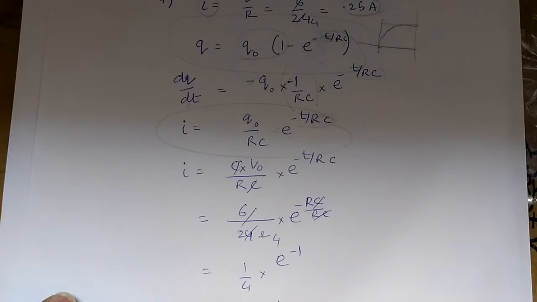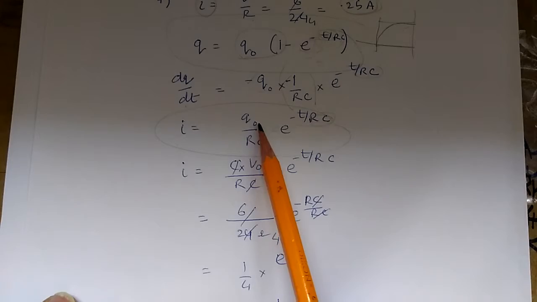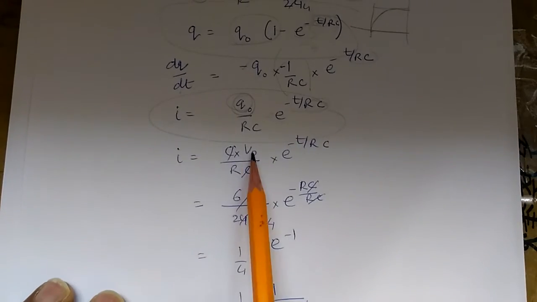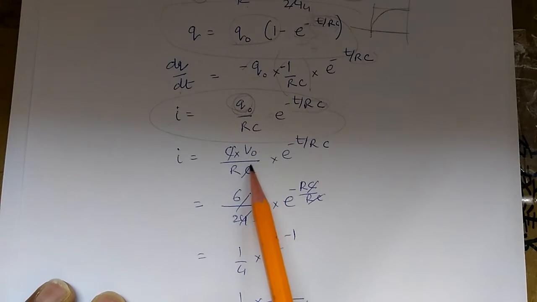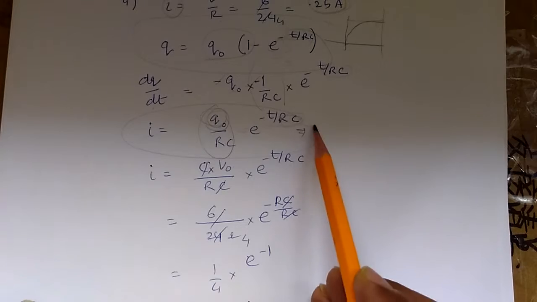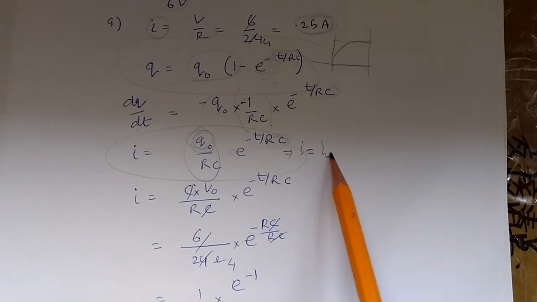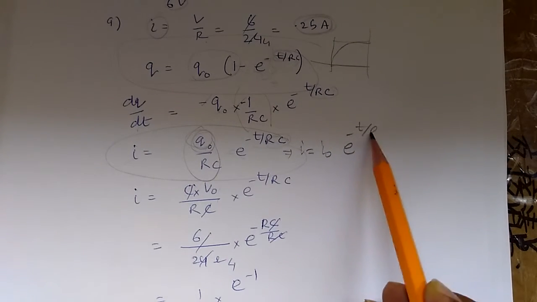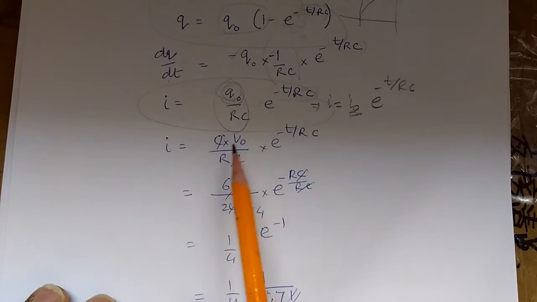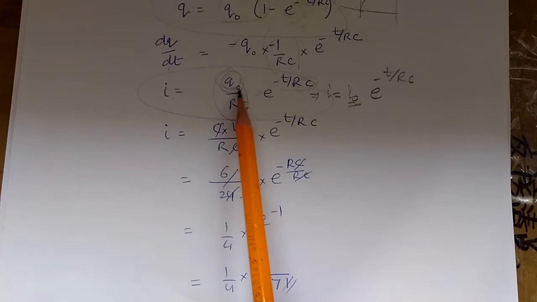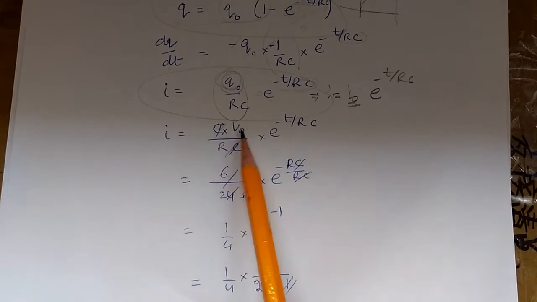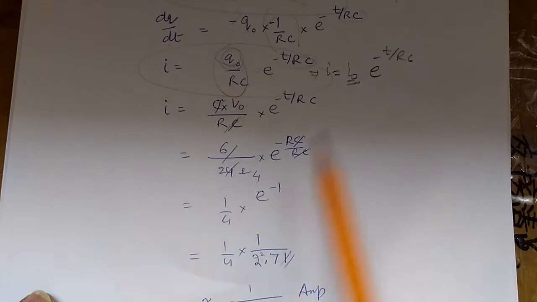Now Q naught is the final charge on the capacitor, given by C V naught. We can also write this formula as I equal to I naught e to the power of minus t by RC, and we have already calculated the value of I naught. But if you want, you can also derive it: Q naught is CV naught, C cancels, V naught by R, which is I naught.